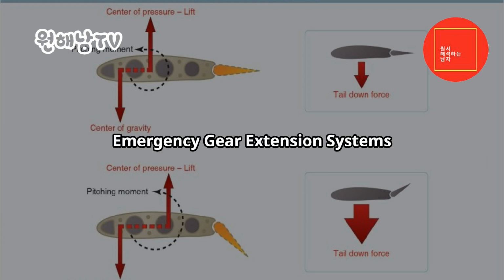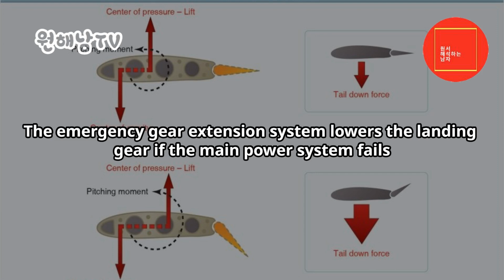Emergency gear extension systems. The emergency gear extension system lowers the landing gear if the main power system fails.